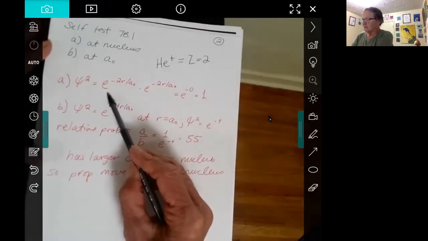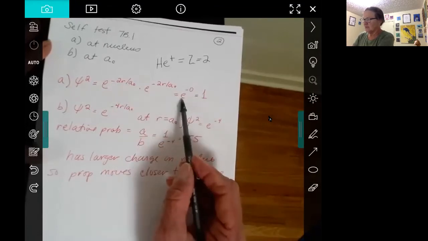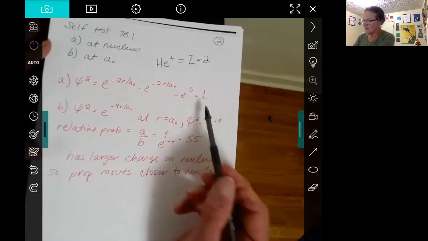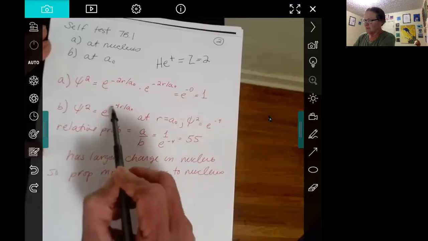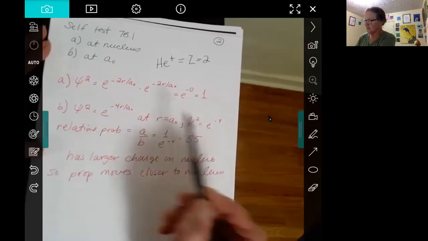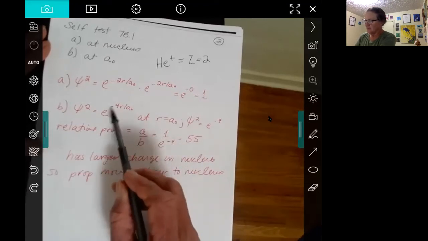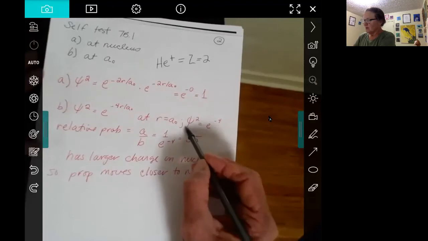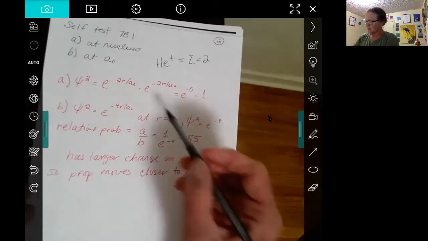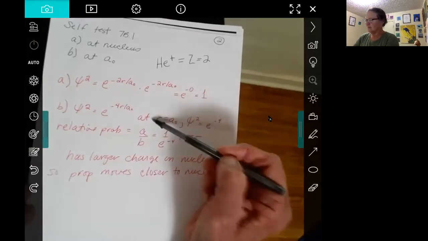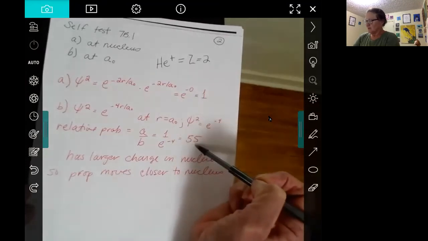At the nucleus, the product of these two still, because there's an r in there, ends up being e to the minus 0. So it's 1. When we're at a0, this times this ends up being e to the minus 4r over a0. So at the place where r equals a0, the wave function squared is e to the minus 4. So the relative probability is just what we calculated in a divided by b. So 1 divided by e to the minus 4, and you end up with 55.